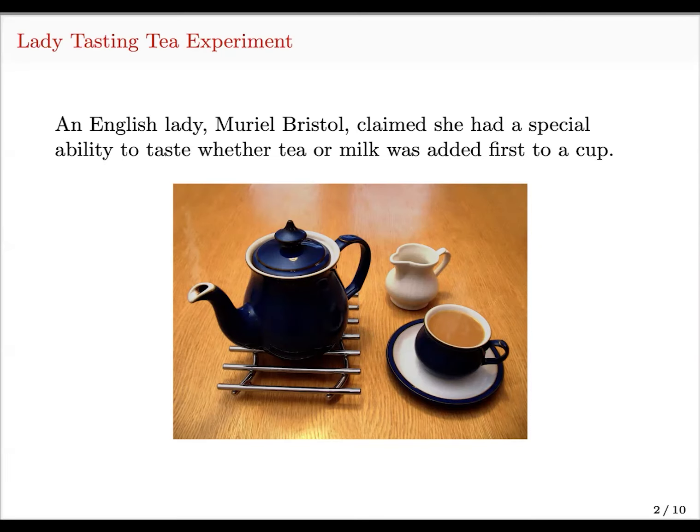I will start by explaining a very famous thought experiment called the lady tasting tea experiment. In this thought experiment, an English woman named Muriel Bristow claimed that she had this special ability of determining whether tea or milk was added first into a cup when making a cup of tea. For those who don't know, in traditional English tea preparation, tea and milk are usually mixed together. So this English lady claimed that she was able to tell whether the milk or tea was added first to a cup solely by the taste.